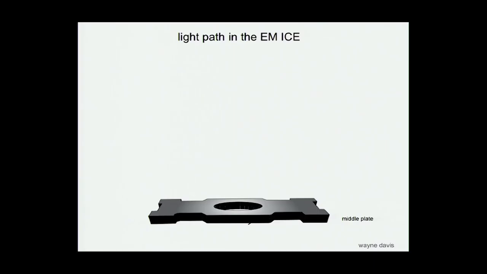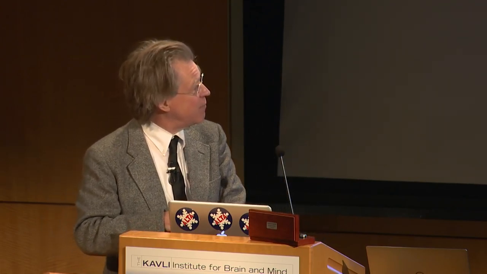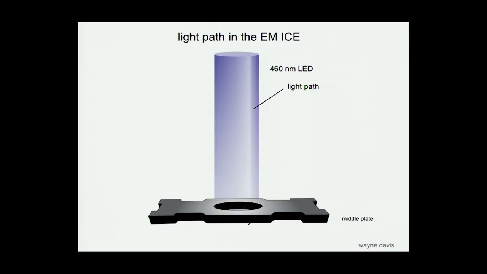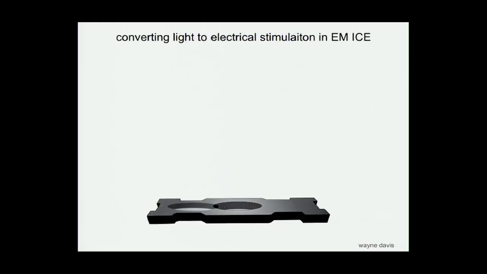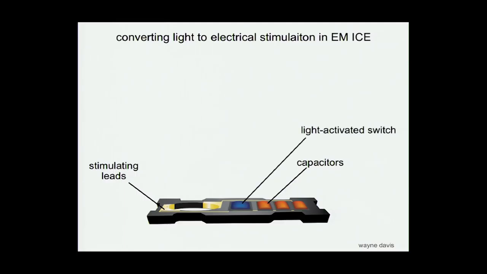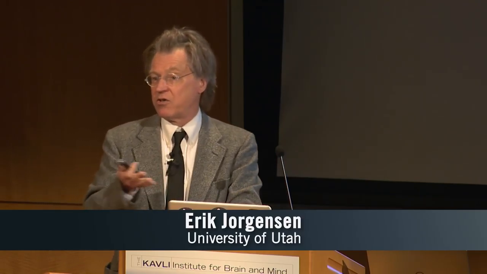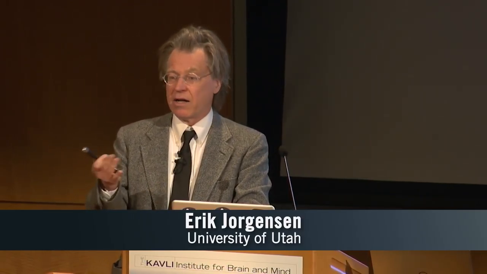I have to give credit to my senior research fellow who came up with this, Wayne Davis. He said, this is what your middle plate looks like in the center of that high-pressure chamber, and the sample is held right here. The light comes in and stimulates that sample and causes the neurons to fire action potentials. So he said, why don't you just move the sample holder, the sample cup, to this lateral position, add stimulating leads, add capacitors that will carry a charge, and then add a light-activated switch so that when you insert this into the high-pressure chamber, the light will stimulate that switch and then cause a depolarization of the cells in your sample and cause action potentials.